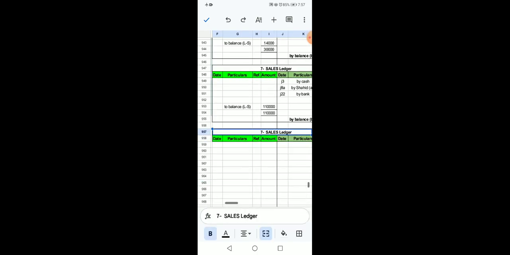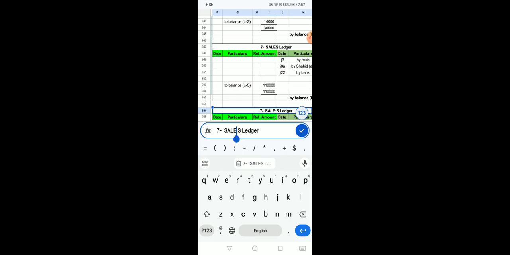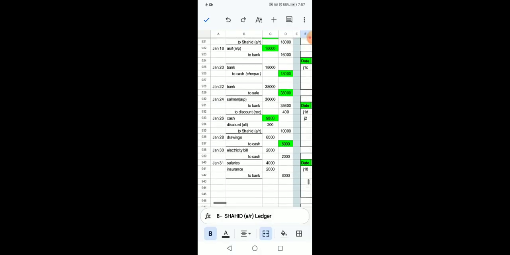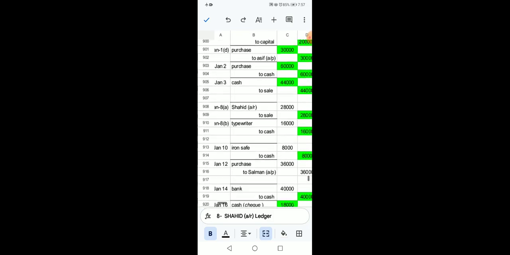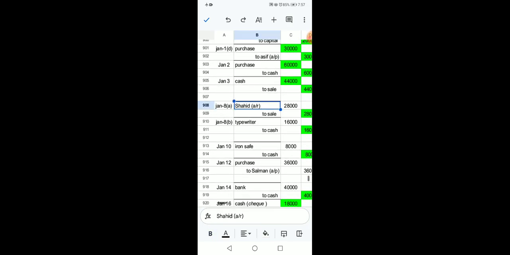What we will do, we will take headings from the previous ledger and we'll write these headings again for next ledger. In title, we will change the title first. Now we are making Shahid. Shahid, I'm hopeful he is account receivable, but let's check it out. And we will change the number as well. It's 8th ledger we are making. Shahid, let's see if it is account receivable. So we are making Shahid, yes, he is account receivable.